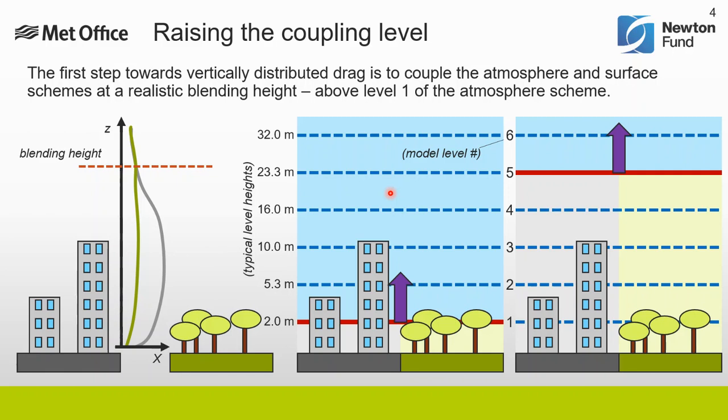So the blending height is a concept where if you've got a tiled surface, you've got different fluxes coming out of each tile, so out of your grass area, your urban area, your forest area.